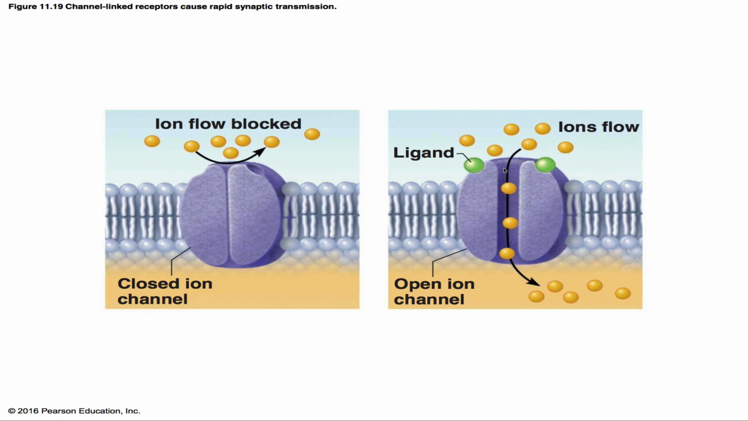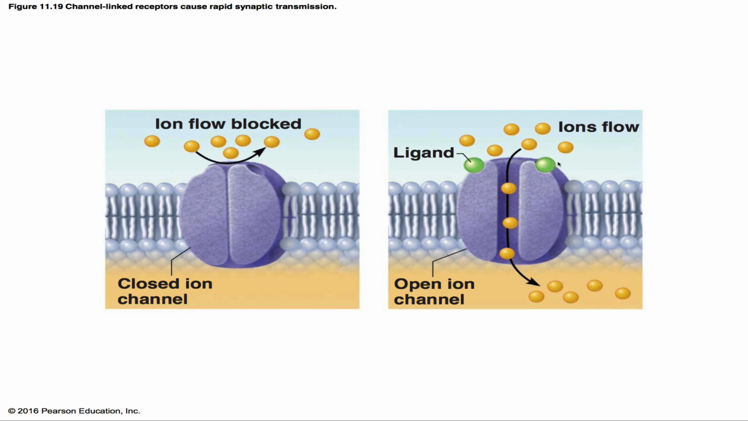Now in this image, these green things are the ligands. So for example, maybe this is acetylcholine. When this acetylcholine comes and binds to this receptor site, keep in mind that this receptor is very specific to only this specific ligand. So this receptor here only accepts acetylcholine. Another receptor may be sensitive only to GABA, for example. So that's something else to remember.